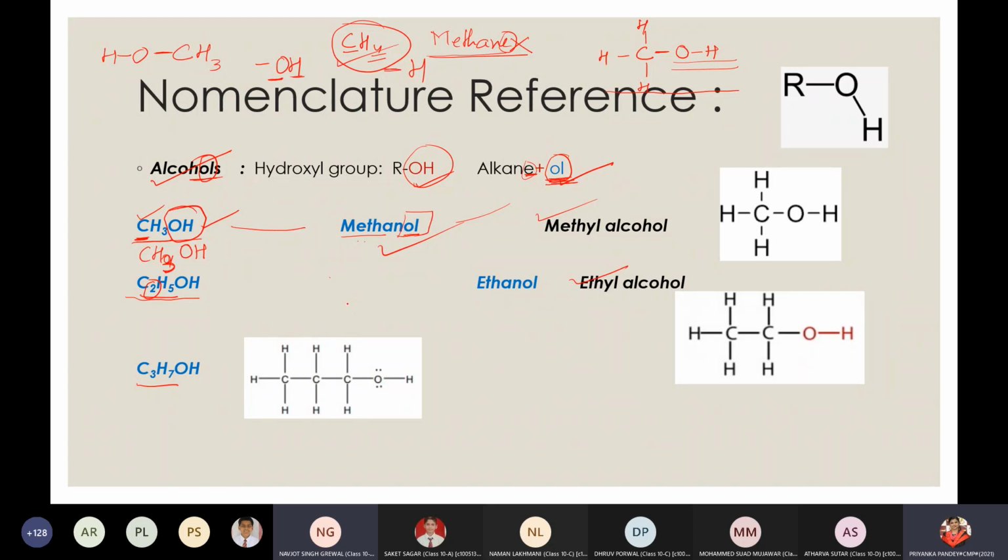Yes, Dhruv, you can ask the question, child. Ma'am, how do we write the condensed structural formula of methanol? Methanol, this is the condensed structure, CH3OH. This is a condensed formula, and this is the branch formula. When we show all the atoms together, child, it is called a condensed formula. Right? Understood, children?